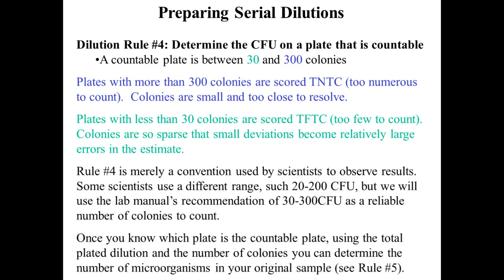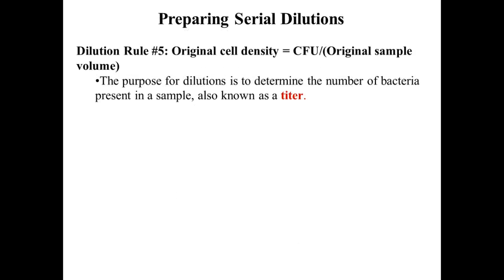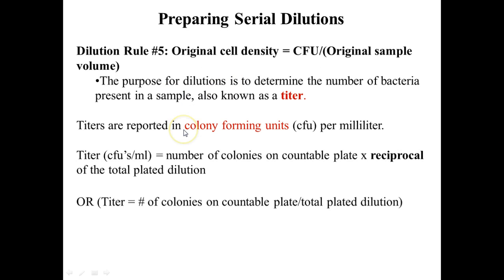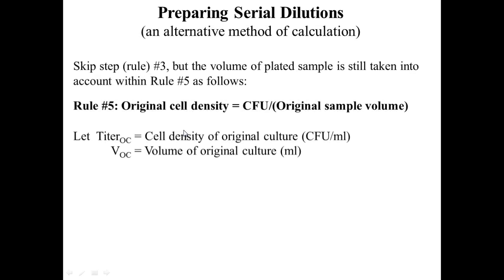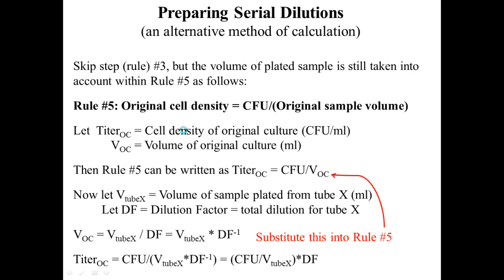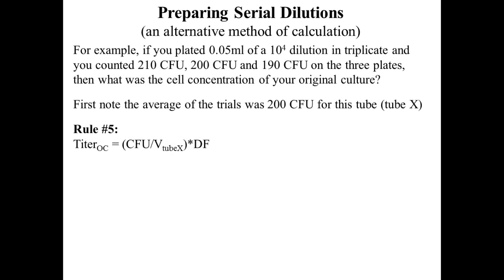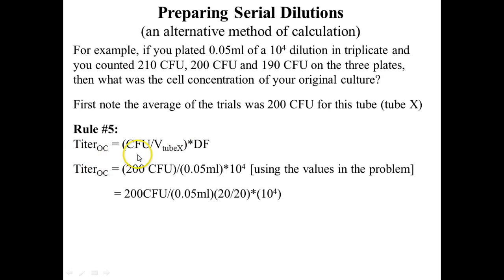Last one, you guys. Last rule. When we look at our plates, we're only going to count plates that are between 30 and 300 colonies in order to be statistically accurate. Once we count them, then we multiply by that number to get, you go into a whole bunch of stuff here. I have 2 slides in the way, so you want to keep going?